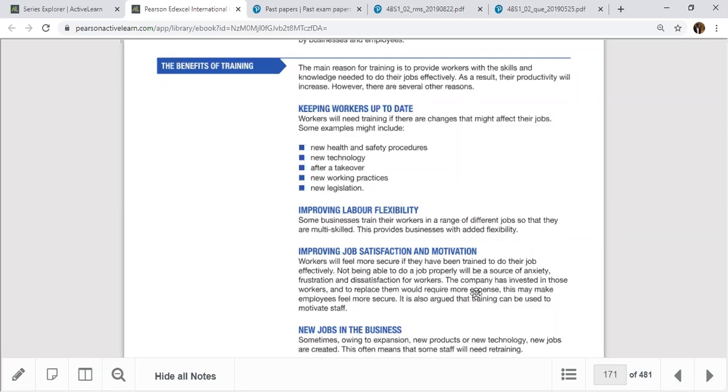Therefore, the company has invested in those workers, and to replace them would require more expense, and this may make employees feel more secure. It is also argued that training can be used to motivate staff as well.